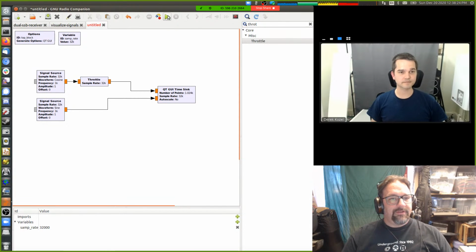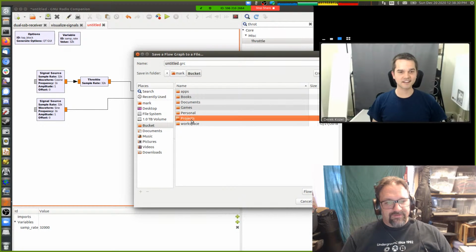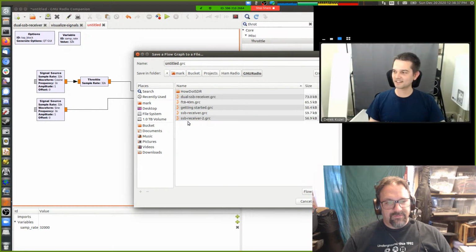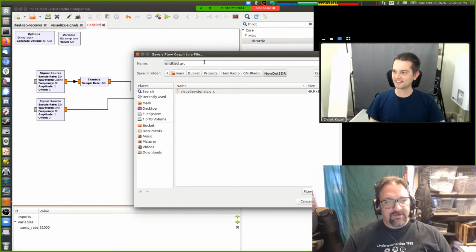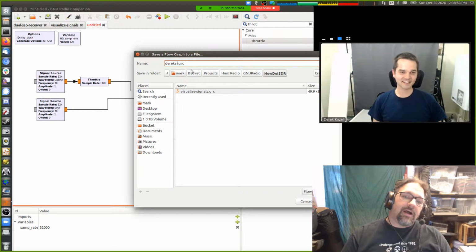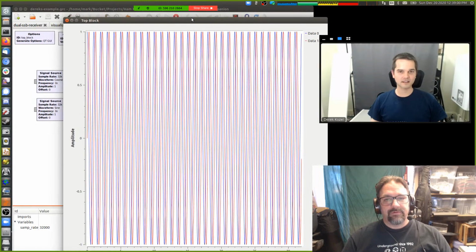All right, and it'll ask you to save it somewhere and all of that good things. Ignore my files. I've got a lot of crap on my computer. I've got a GNU Radio directory in here somewhere. Yes, I do. How do I SDR? Yeah, Tim, it's a good thing we're not in a conference, and if we were, that's why everyone's pre-recording things these days. Right. Derek's example. There we are. Cool. Wait, hey, no, there we go.